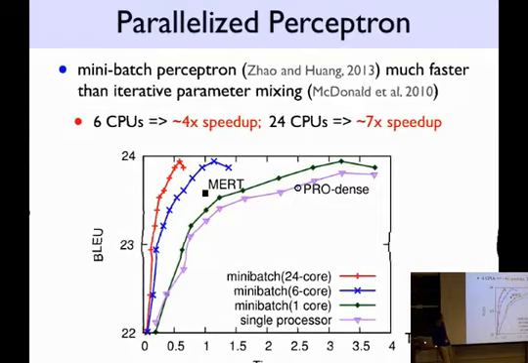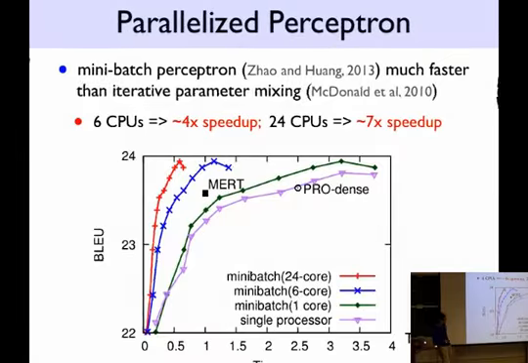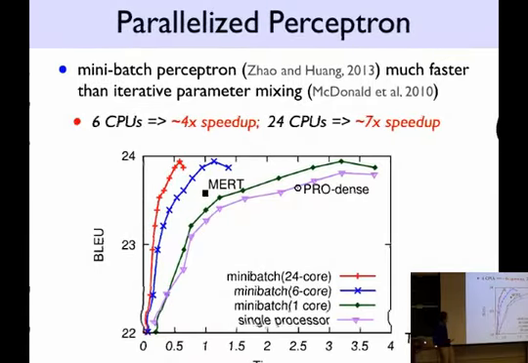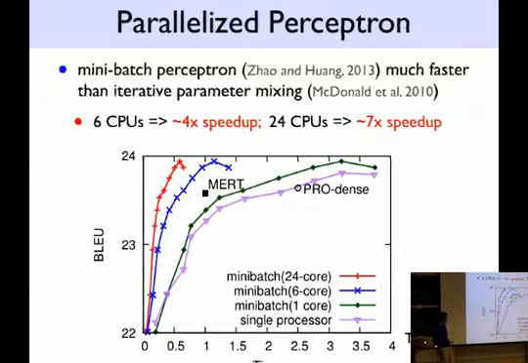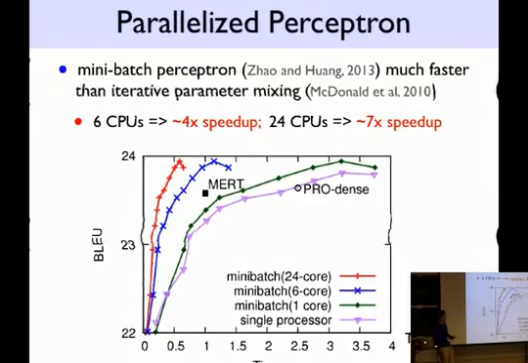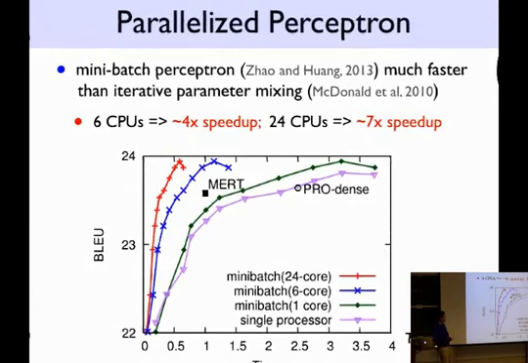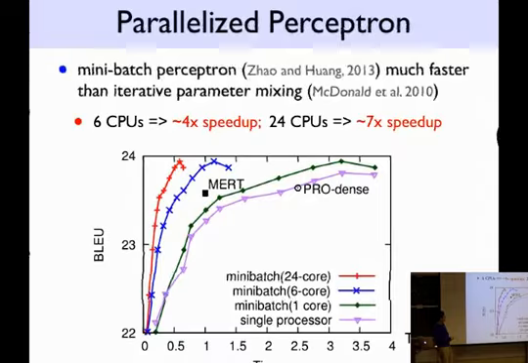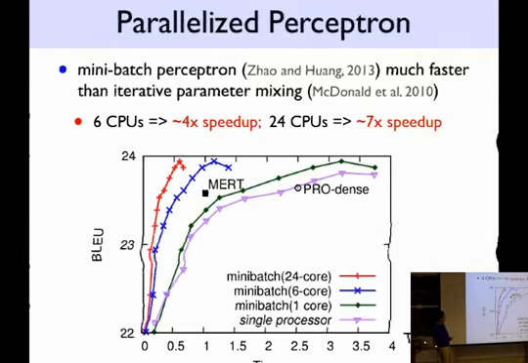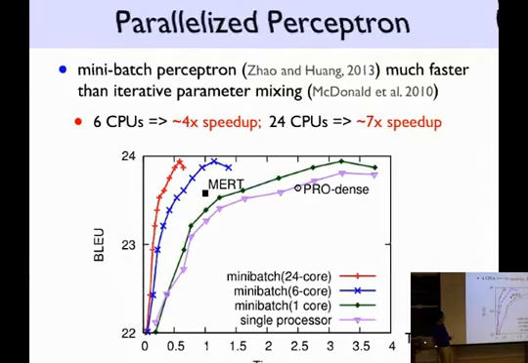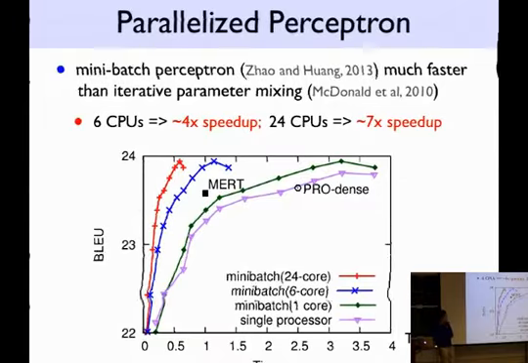So here we have the baseline. Sorry, this is the baseline, in one core. If you just use a mini-batch of 24, even on a single CPU, it still improves quite a bit. Then if you parallelize this into say 6 cores or 24 cores, you get a lot of speedup, right? So in the end, we got about 7-fold speedup using 24 CPUs. That's a lot, and that makes our work scalable to the whole training set.